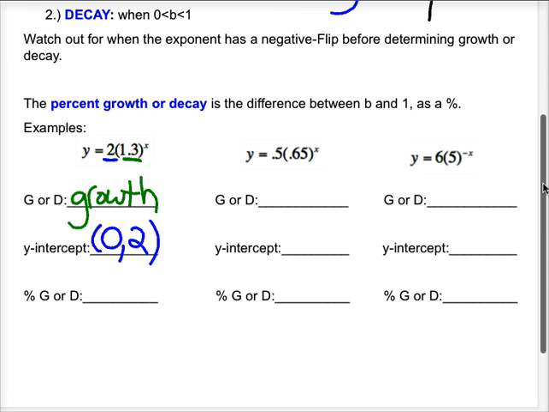And percent growth and decay. So remember, percent growth and decay, again, we're looking back at this number, and we're looking for the difference between it and 1. So 1.3 minus 1, well, that difference is 0.3. However, note it says written as a percent. So remember, 0.3, the decimal, written as a percent, would be 30%. Remember to go back and forth. You move your decimal place twice, and you would get 30.